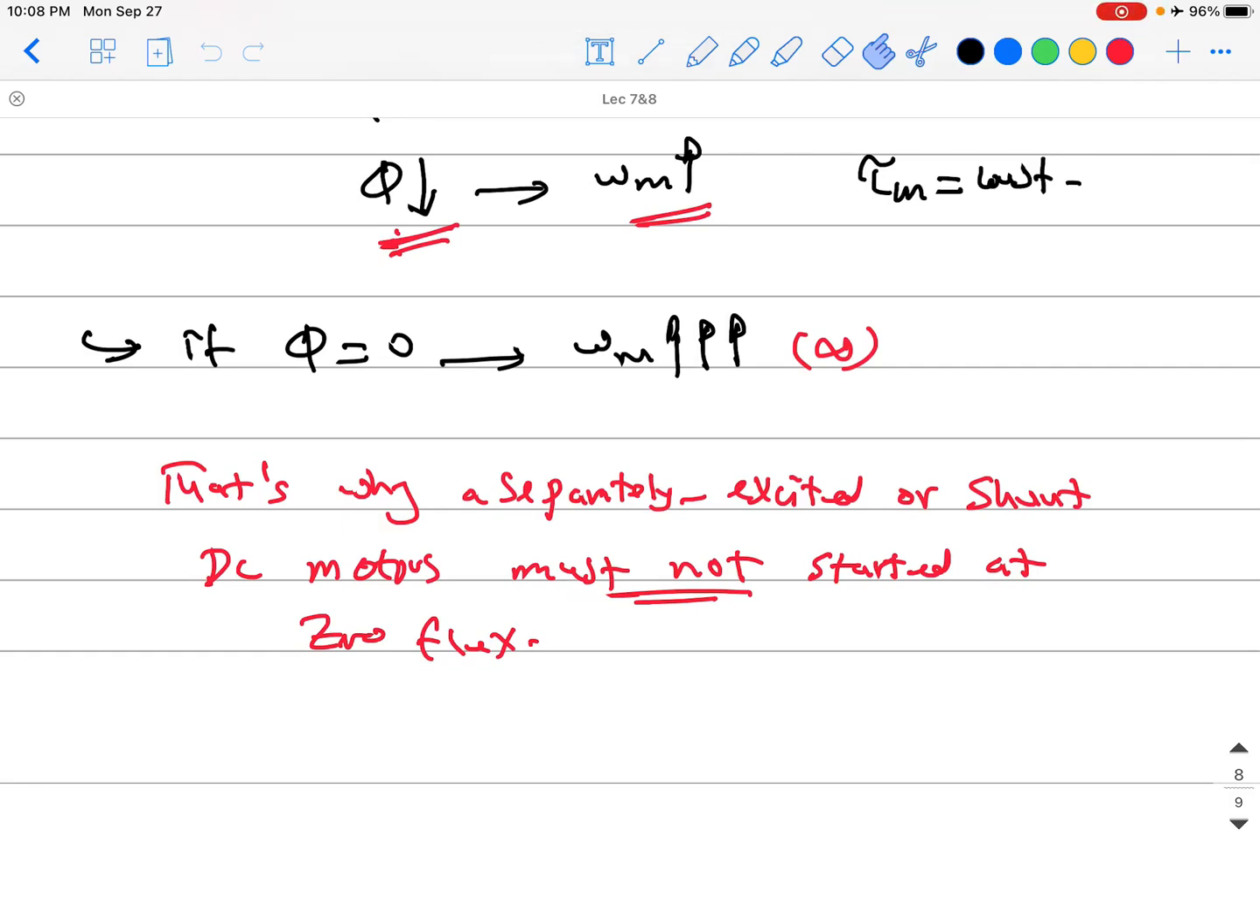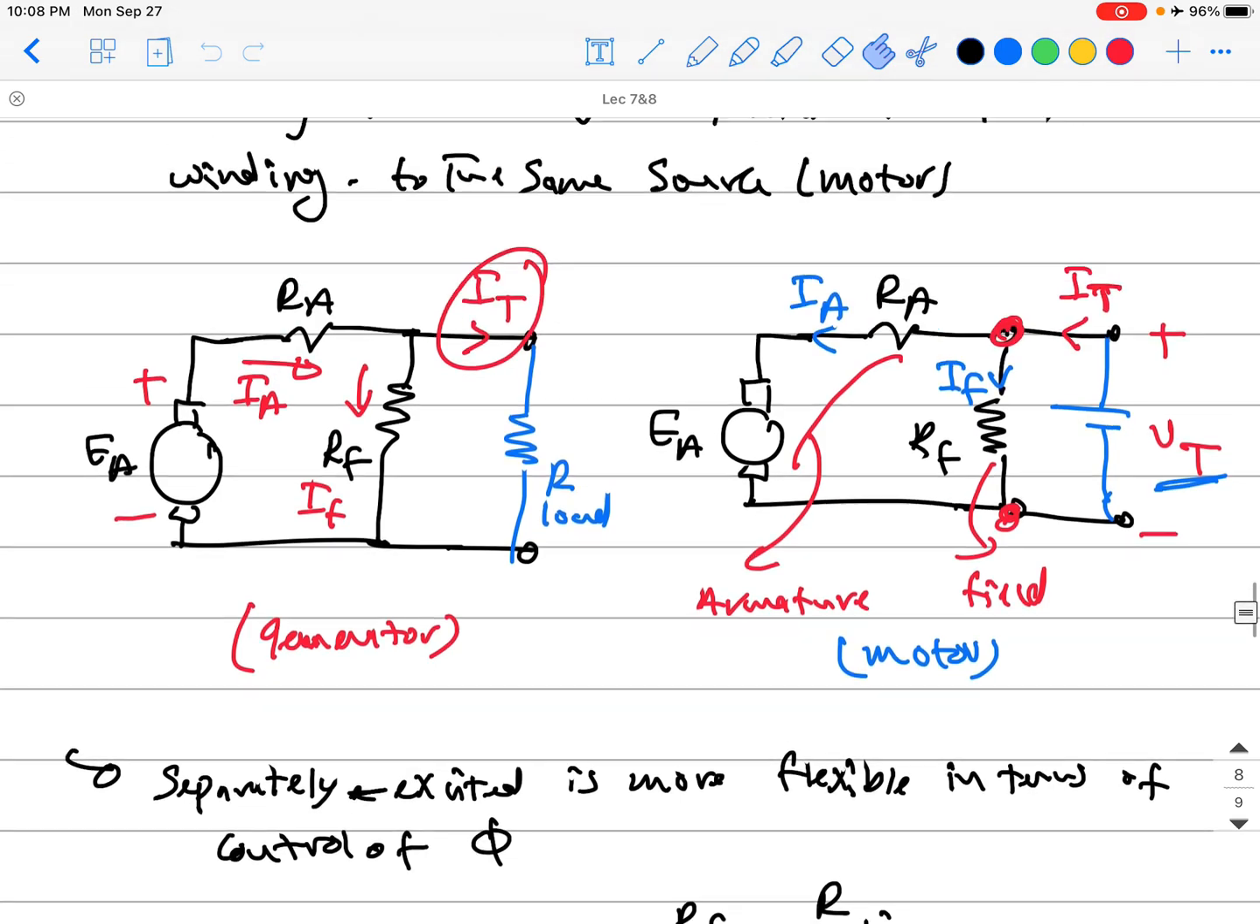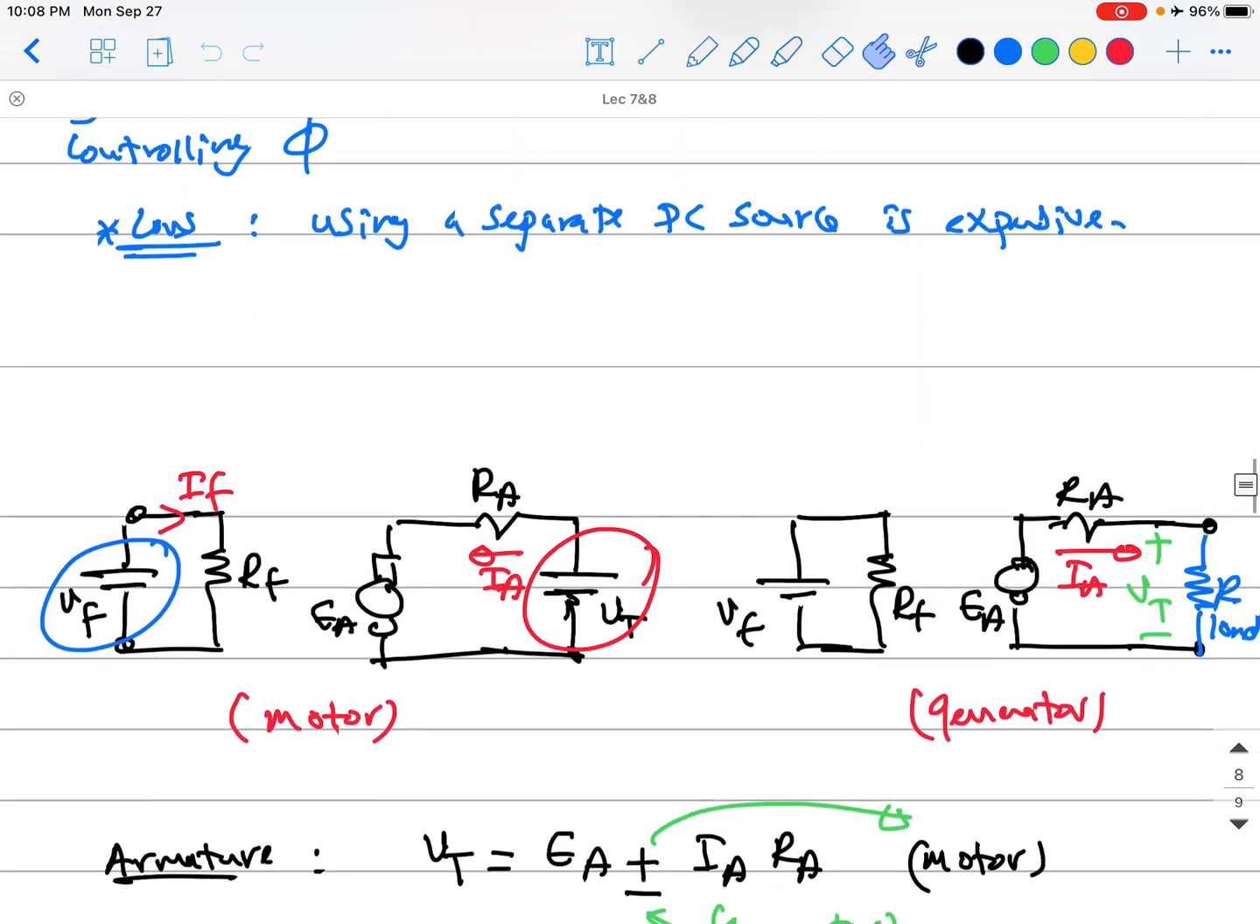Hello everyone, and welcome back to NL 582, Modeling and Control of Electric Machines and Drives. In the last lecture we started talking about the field connections of DC machines.